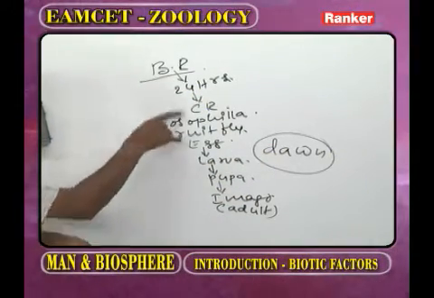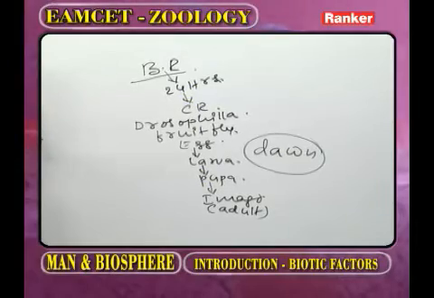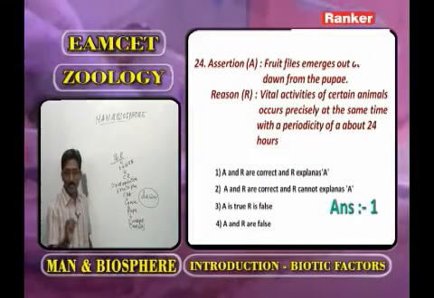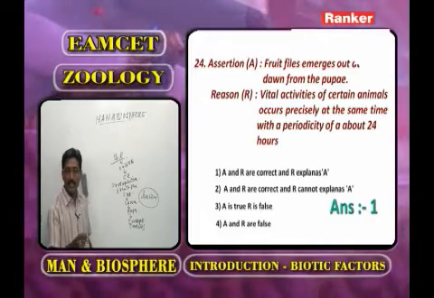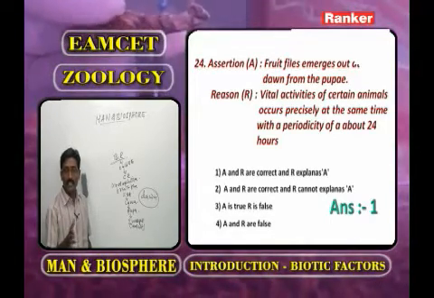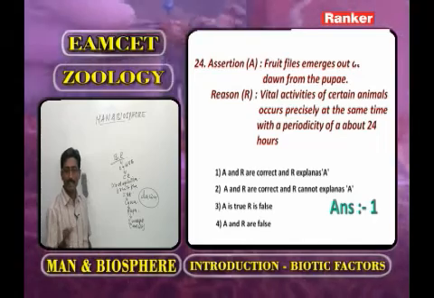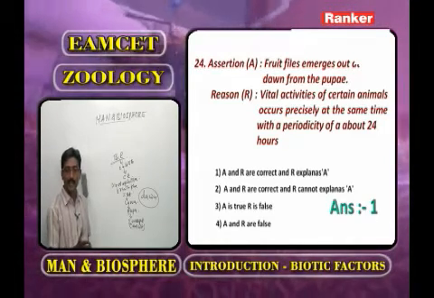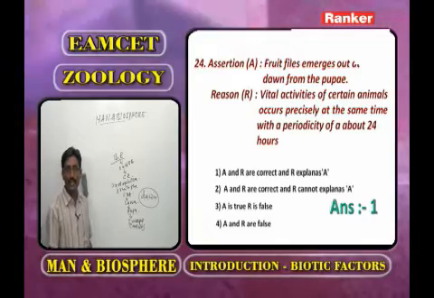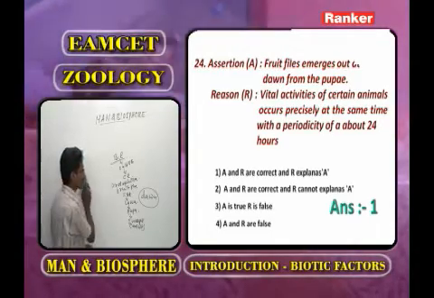So it is nothing but the circadian rhythm. So here the assertion: in the life history of fruit flies, the fruit flies emerge out at dawn from the pupae. Reason: vital activities of certain animals occur precisely at the same time with a periodicity of about 24 hours of a day. So both are correct, and the reason explains A.